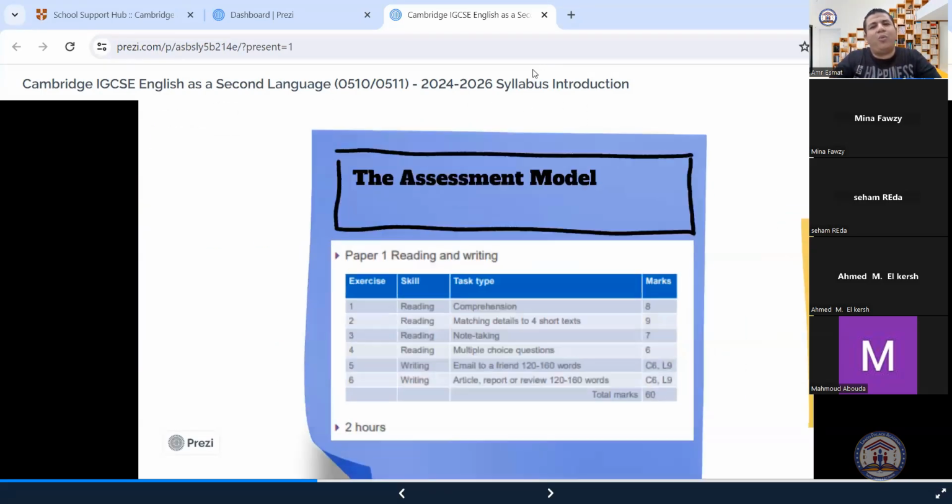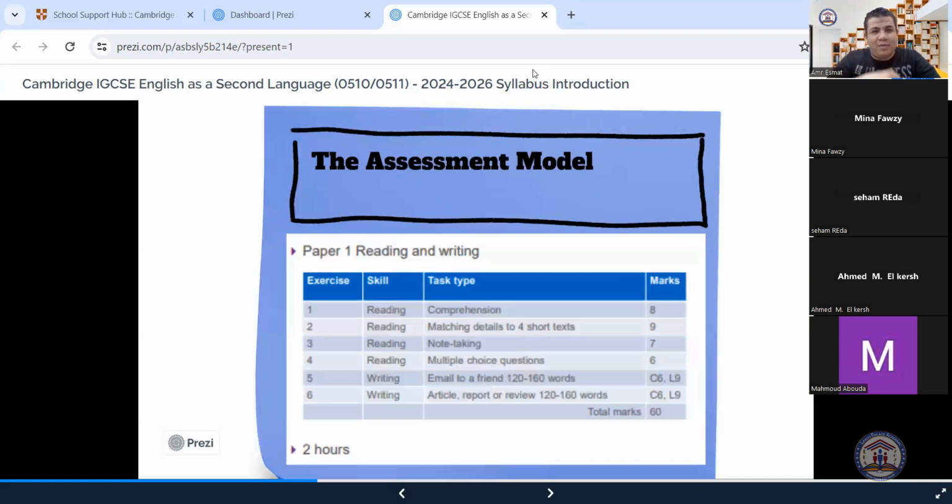So let's go to the assessment model. We said before that reading and writing in paper 1 have 6 exercises. The first 4 are for reading, and the other 2 are for writing. Exercise 1, reading. It's a reading comprehension in which you answer questions like any reading comprehension. You have 6 questions out of 9 marks. I'm sorry, out of 8 marks.